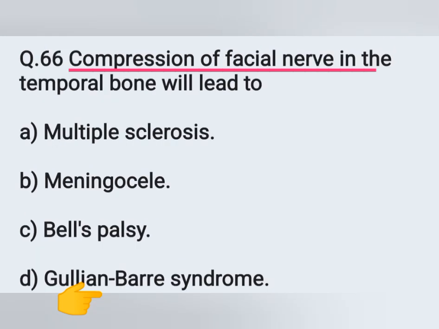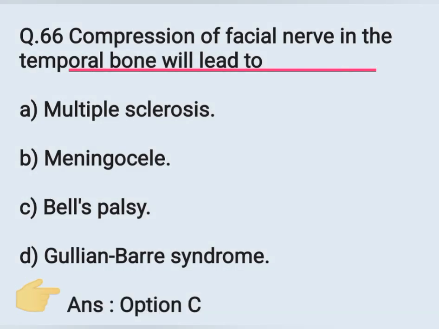And the next question, question number 66. Compression of facial nerves in the temporal bone will lead to. Options: Option A, multiple sclerosis. Option B, meningocele. Option C, Bell's palsy. Option D, Guillain-Barré syndrome. Compression of the facial nerves causes Bell's palsy. Option C is the correct answer.